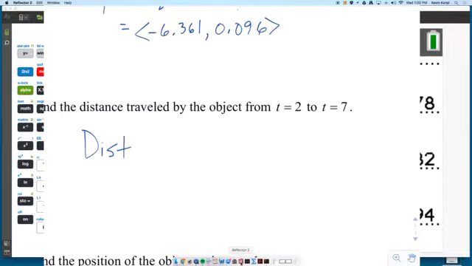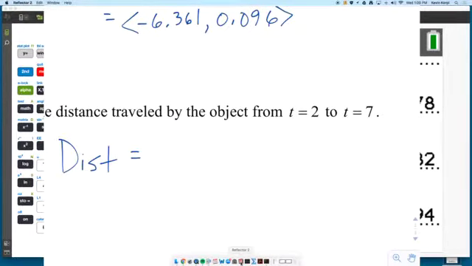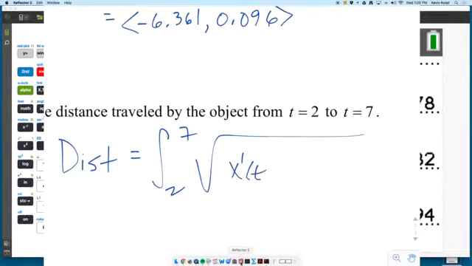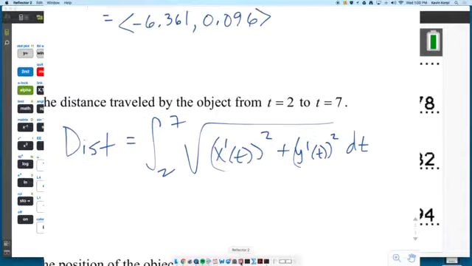So let's go ahead and call it distance this time, but it's going to be the integral from 2 to 7 of your speed function, which of course is the square root of x prime of t squared plus y prime of t squared dt. It's just the Pythagorean theorem, but we integrate the function.